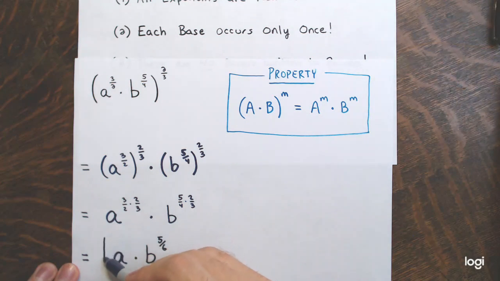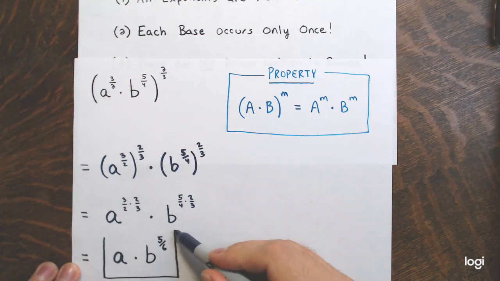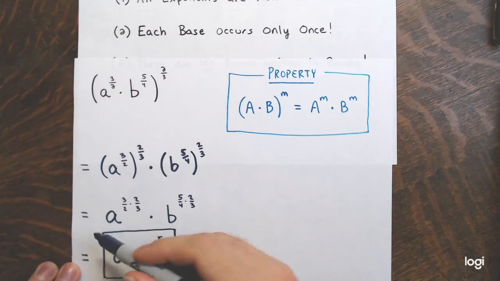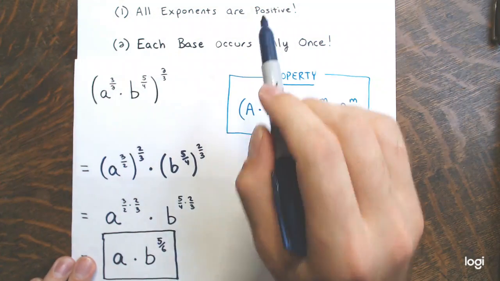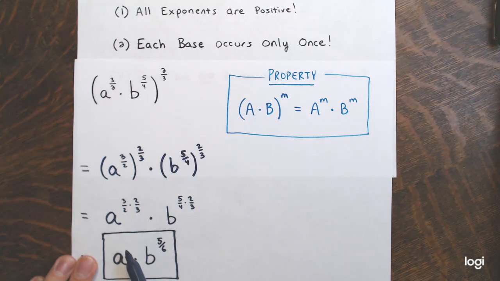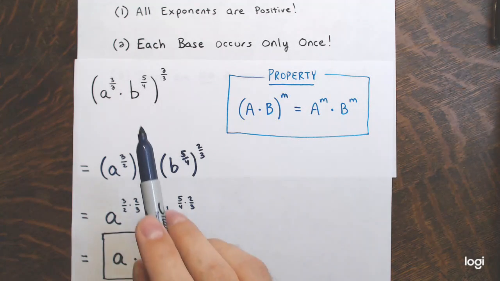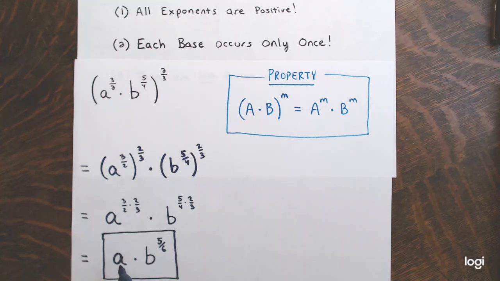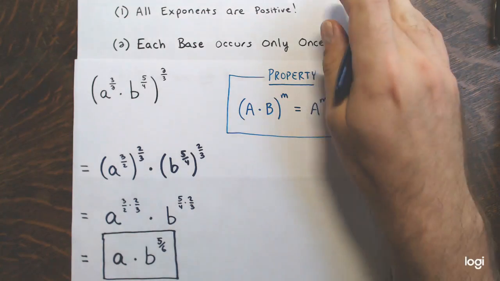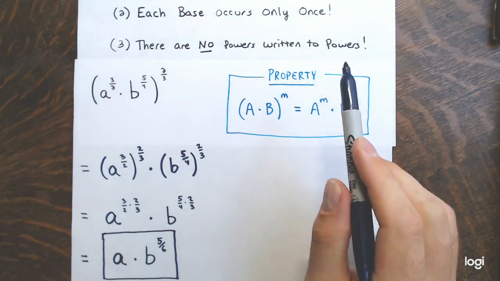I'm going to put it in a box. Right, because all the exponents are positive. You have here a to the first, exponent of 1, and b to the 5/6, right? That's also a positive exponent. Each base only occurs once, right? There's only one base of a under the first power. There's only one base of b under the 5/6 power. And there are no powers written to powers anymore.